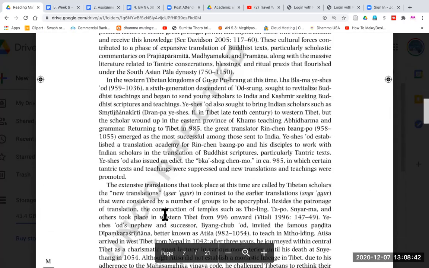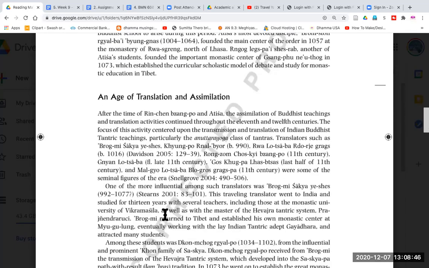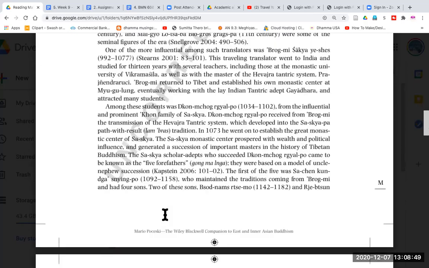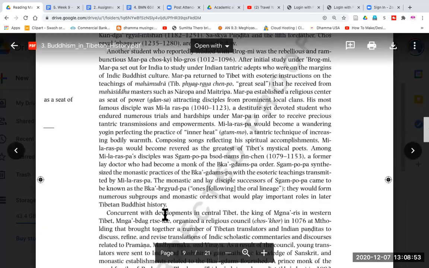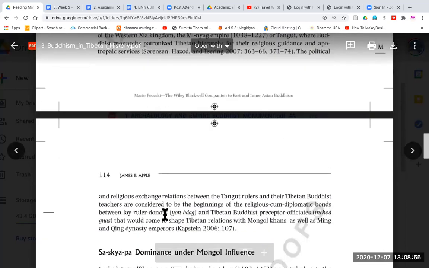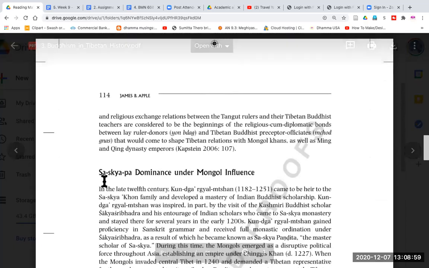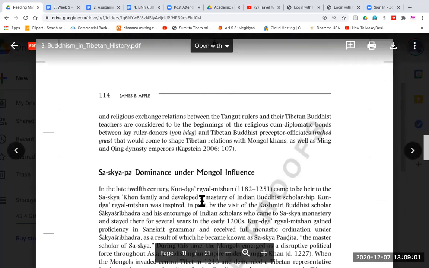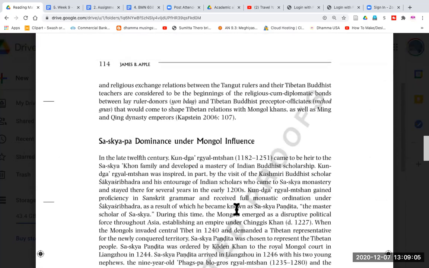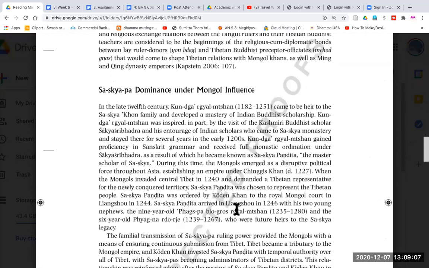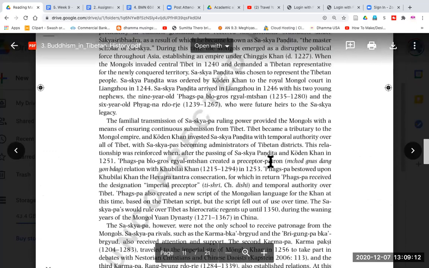So this article is 21 pages: an age of translation and assimilation, and also Sakya Pa dominance under Mongol influence. I know we have some Mongolian students, they would find this information useful.